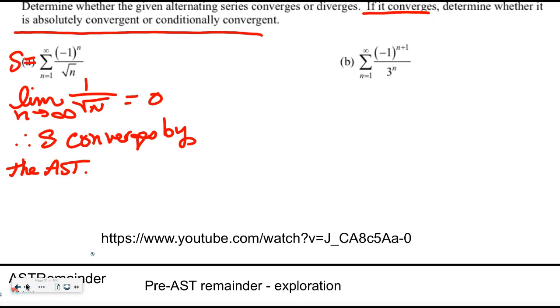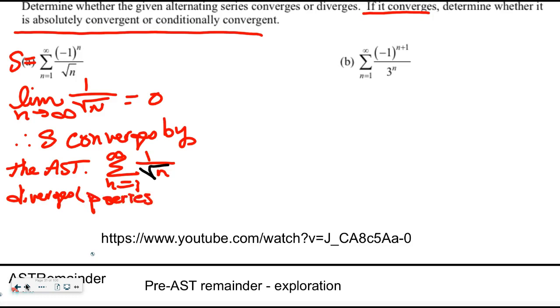So basically what that means, yeah, it's conditional. I need it. But you can't just write conditionally. You have to say why. Why does it need the alternator? The sum of the absolute value of it, or in the absence of the alternator alone, does what? Diverges. Why? P series. Yeah, you guys are awesome. P series. You could write a divergent P series.